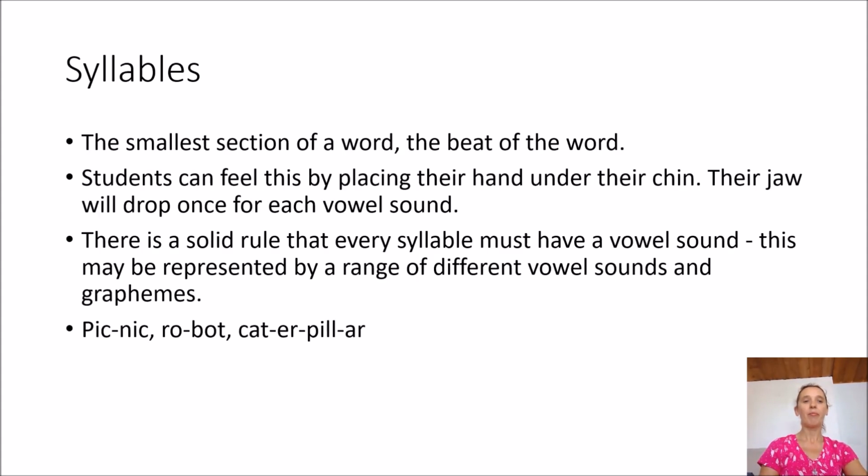Syllables. These are the smallest sections of words. Students can feel this by putting their hand under their chin, and your jaw will drop once for each vowel sound. So if I said pick, nick, my jaw drops twice because I've got two syllables there. There's a very solid rule that every syllable must have a vowel sound. That can be written in a number of different ways, a number of different vowel sounds, a number of different graphemes. So pick, nick would be two, robot is two, and caterpillar, your jaw moves three times for three syllables.